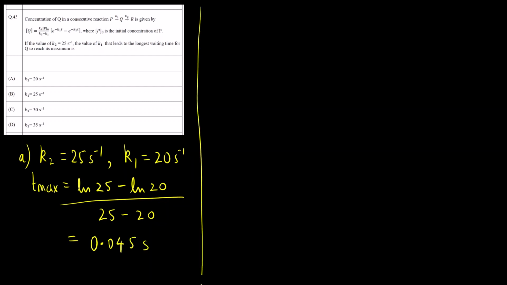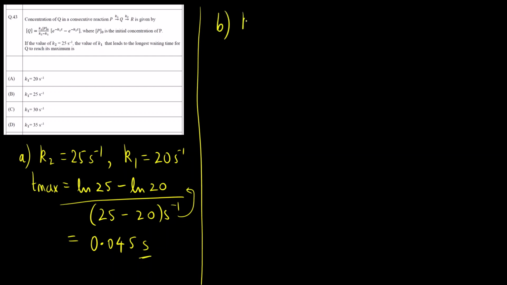Okay, so for option A, for all the options, value of K2 is same, that is 25 second inverse. K1 is 20 second inverse. So Tmax will be ln of K2, that is 25, minus ln of K1, that is 20, divided by K2 minus K1, 25 minus 20. This, if you solve, the answer comes out to be 0.045 second. Okay, the unit of this is second inverse. So that is how the final unit comes out to be second.